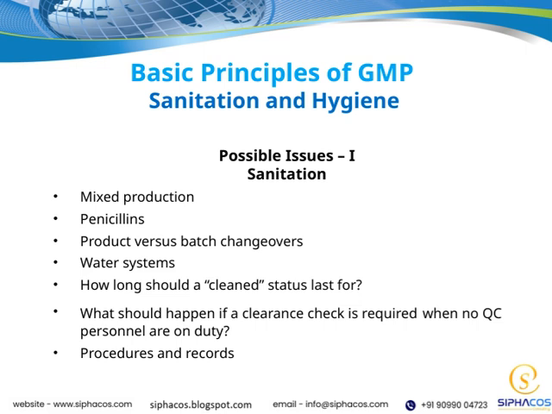Additionally, what do we do if a clearance check is needed when no QC personnel are on duty? Having a clear, documented procedure for this situation is crucial to maintain compliance and safety. Finally, all these efforts tie back to procedures and records. Accurate documentation is the backbone of good manufacturing practices. Speaking of GMP, understanding its basic principles, like sanitation and hygiene, helps us maintain a consistent, high standard throughout the manufacturing process. These elements are interconnected and essential to producing safe, high-quality products.